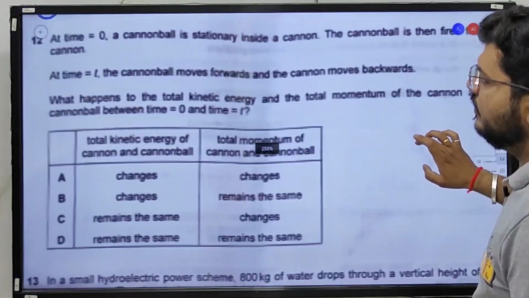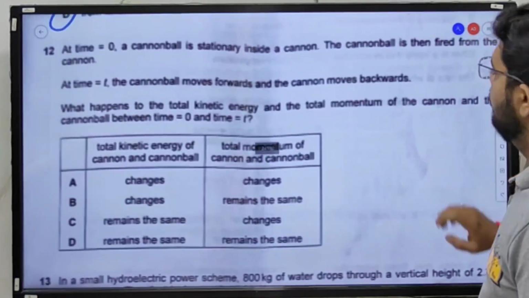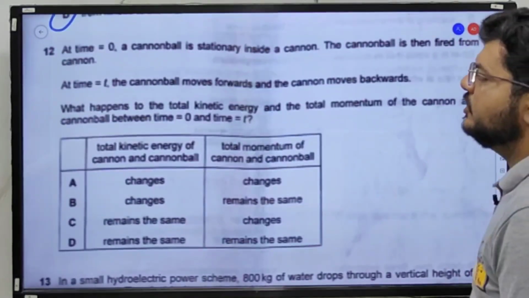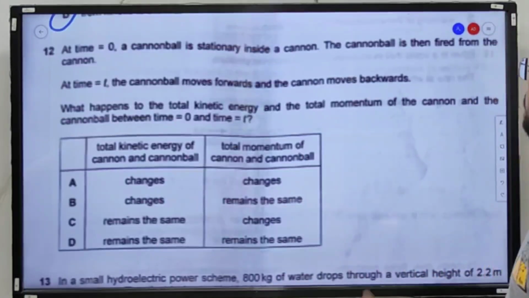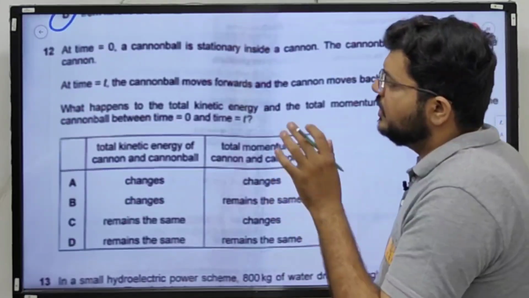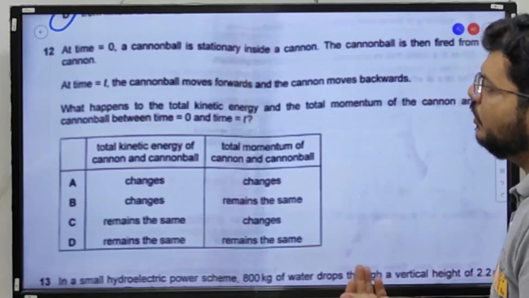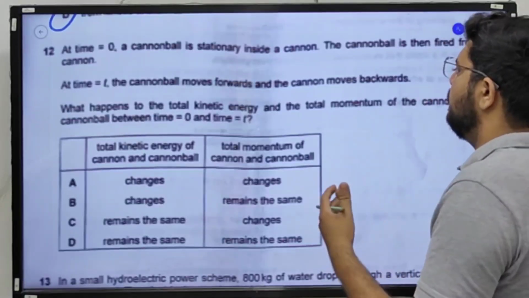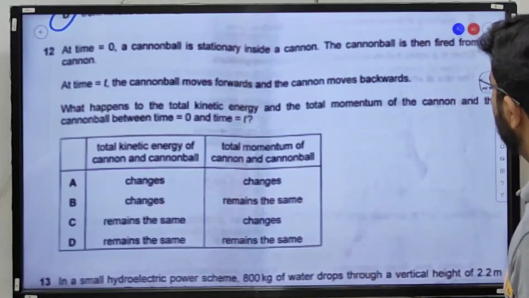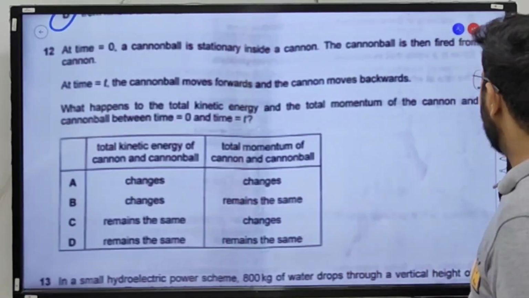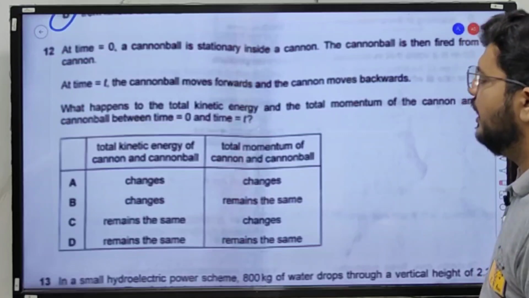Okay, then we have the 12th question. Yes. So at time 0, a cannonball is stationary inside a cannon. The cannonball is then fired from the cannon. At time t, the cannonball moves forward and the cannon moves backwards. What happens to the total kinetic energy and the total momentum of the cannon and the cannonball between time t equal to 0 and time t?